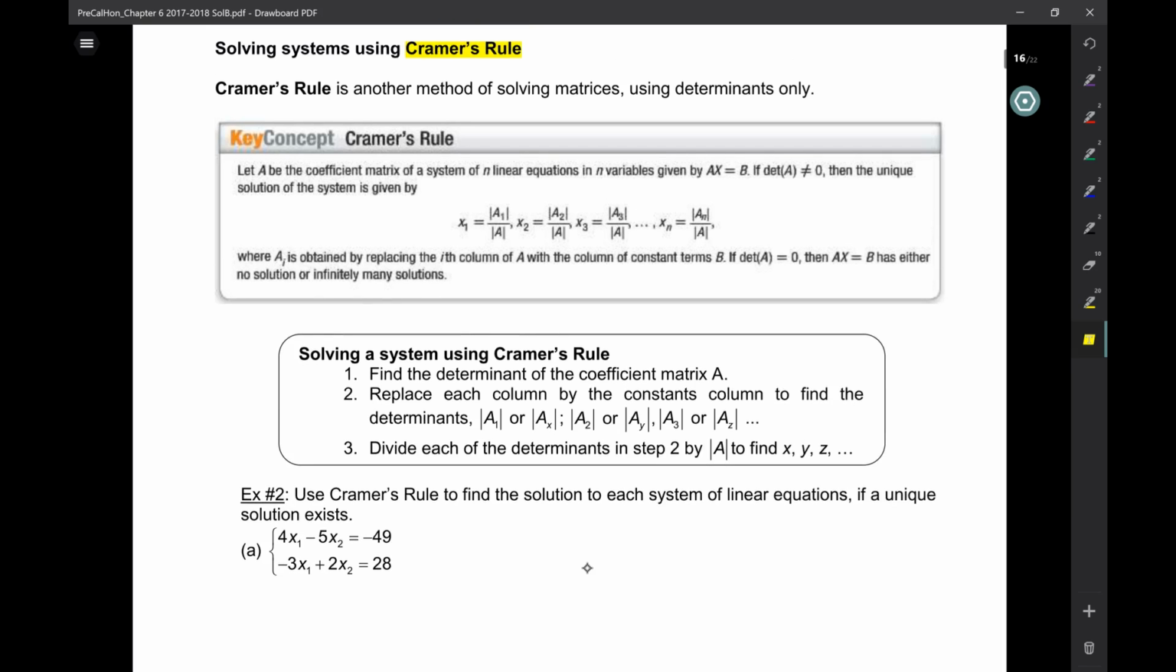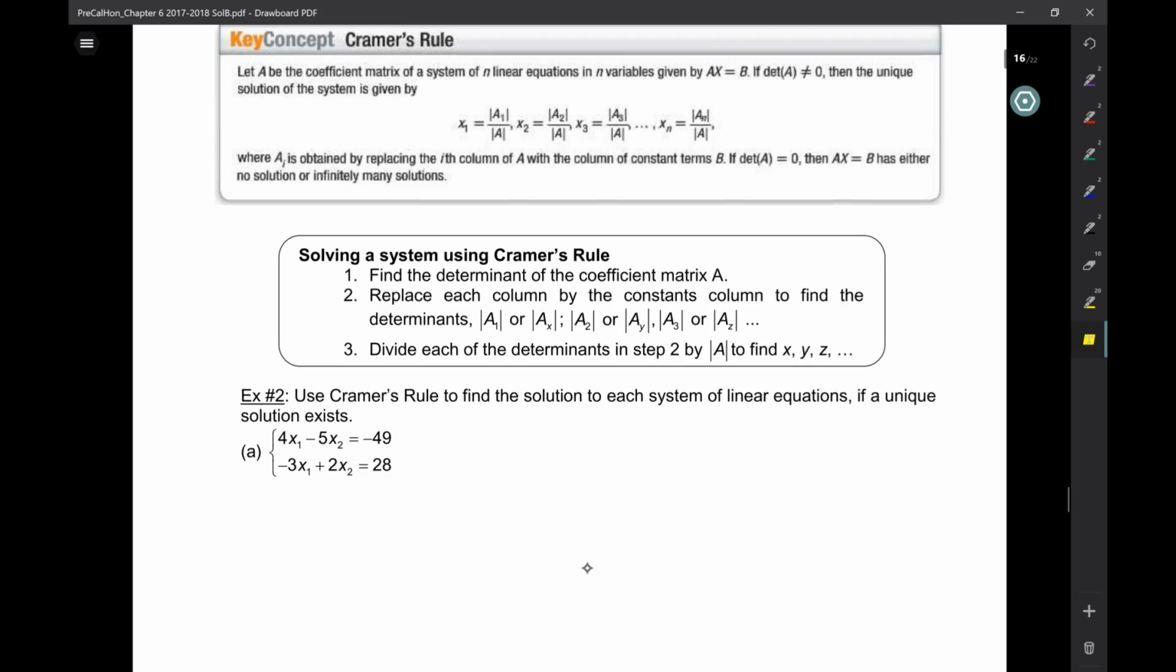Cramer's rule is another method of solving matrices using determinants only. And I remember when I learned this the first time, I loved it so much. And I still do, I think.